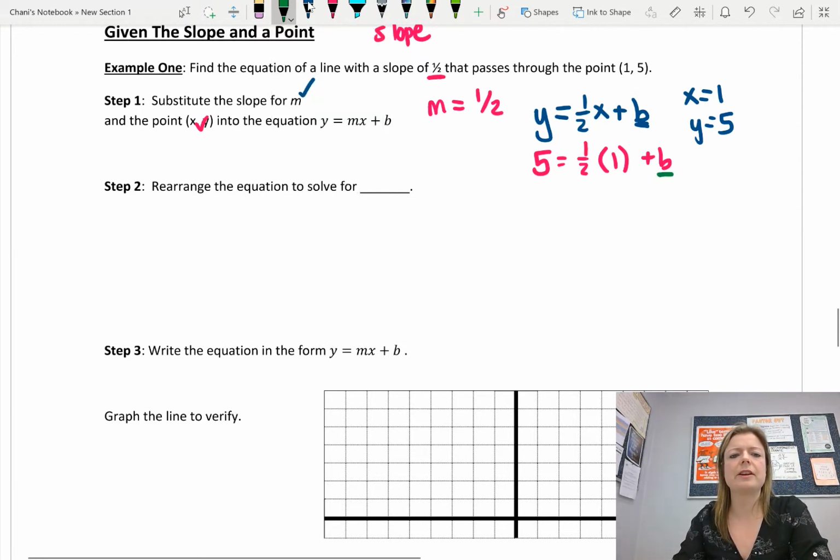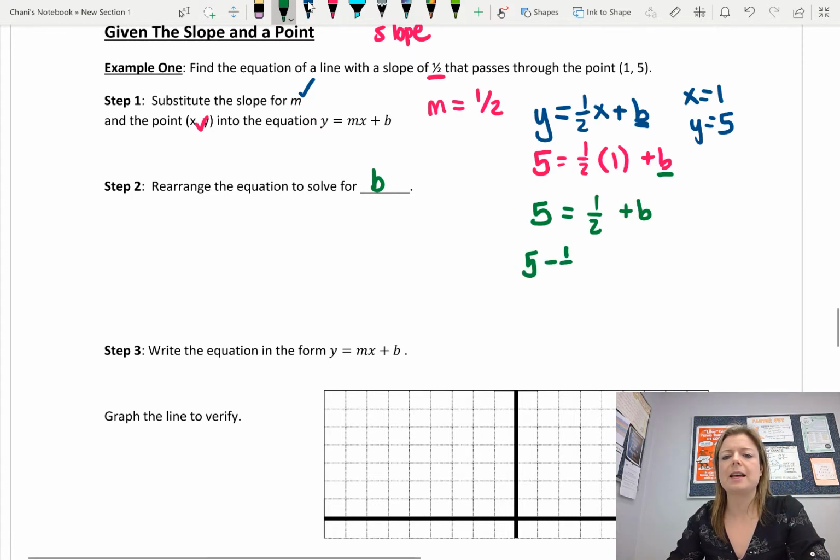So now we just need to rearrange the equation to solve for b. So we do this multiplication. 5 equals a half times 1, which is just a half, plus b. So now we need to isolate b. So 5 minus a half is equal to b. So now you can either just put this in your calculator, or you can do subtraction using a common denominator, but either way you get that b is 9 over 2.